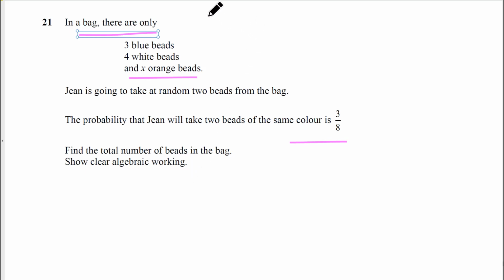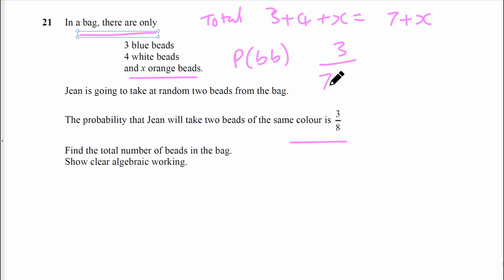Right, so essentially total beads is going to be 3 plus 4 plus the x orange beads. So that's going to be 7 plus x. Okay, so the probability of taking BB, 2 blues, is going to be 3 over 7 plus x times, there's 1 less blue, so that's going to be 2, and there's 1 less bead in the whole thing, 6 plus x. Okay, that's 1.